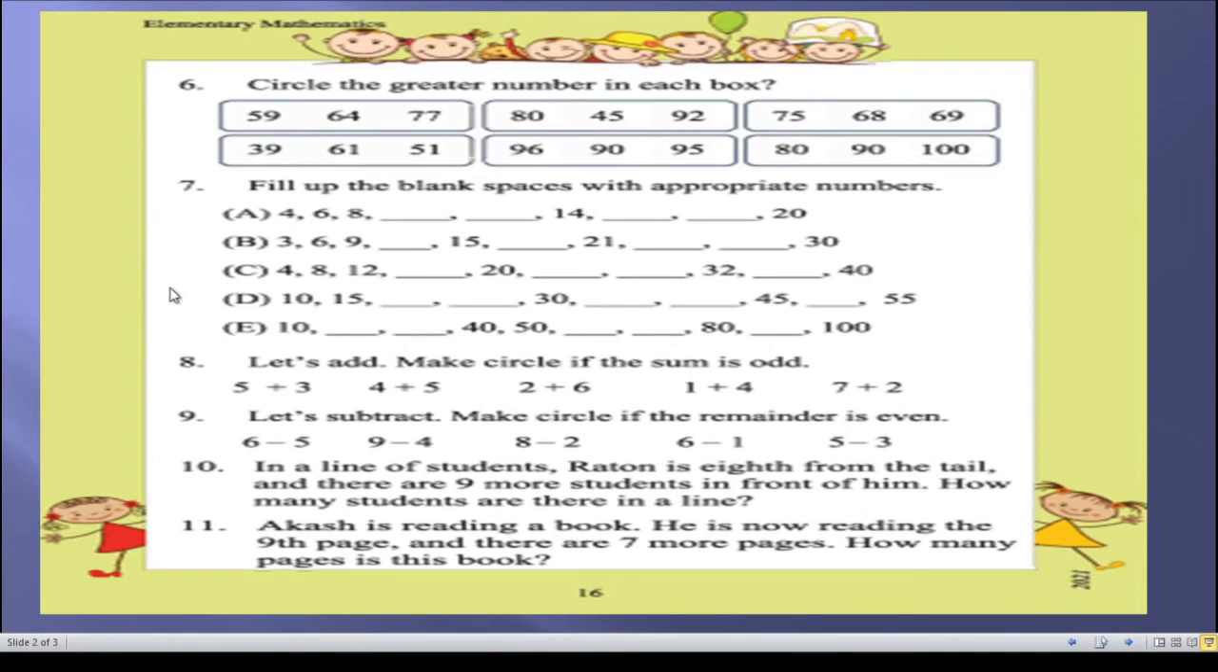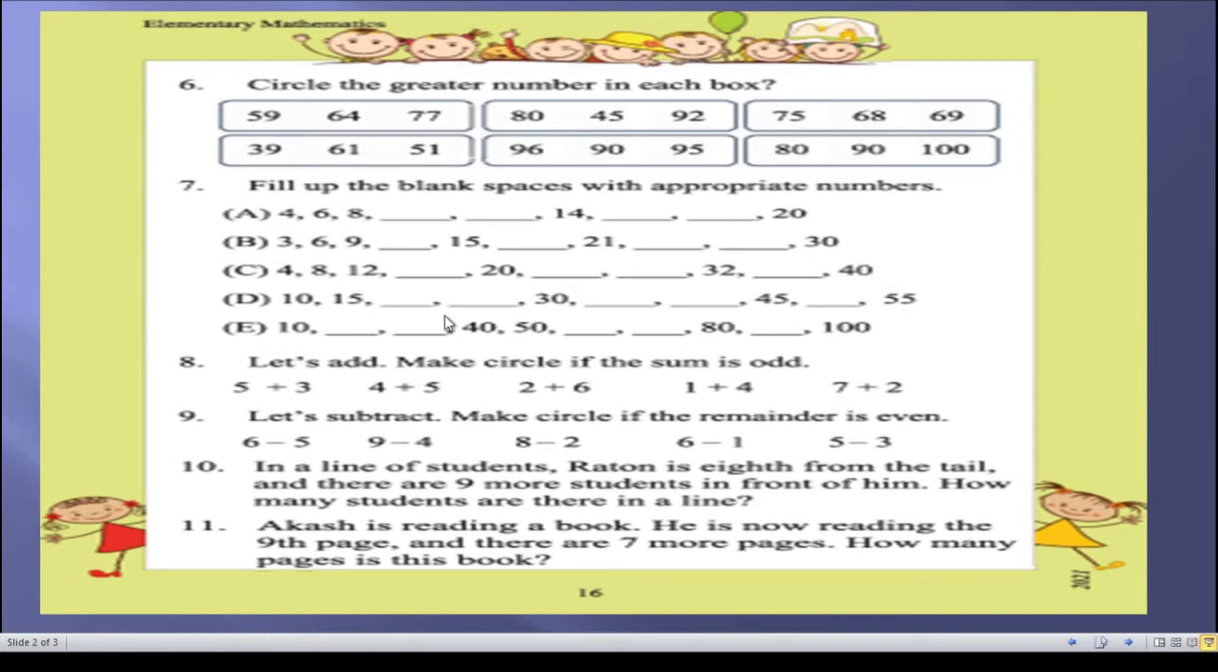If we solve the next question, in question number D, we can see that the first number is 10, then the second number is 15, then here there are two gaps, and there is 30, also two gaps, 45, a gap, 55. So like the beginning problems, again we should find the pattern which is hidden in these numbers.